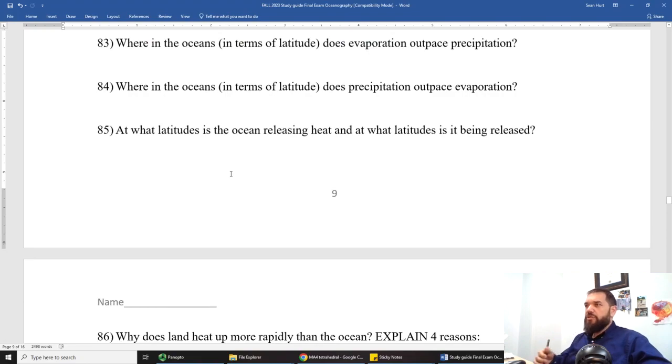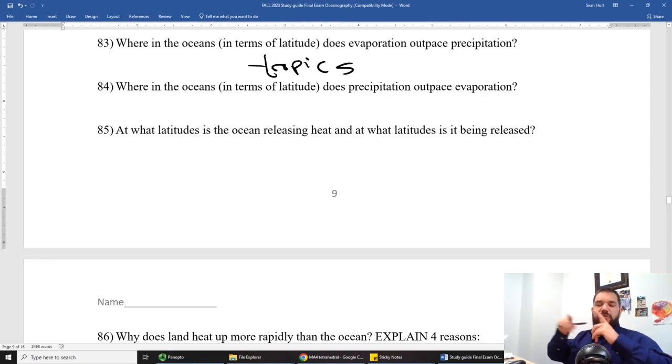83, where in the ocean in terms of latitude does evaporation outpace precipitation? Remember that this is in the tropics, okay? So tropics is big time. We're getting a lot of evaporation. That goes back to atmospheric circulation patterns that we talked about and the location of the subtropical high. We'll talk about that later in the atmospheric lectures, okay?